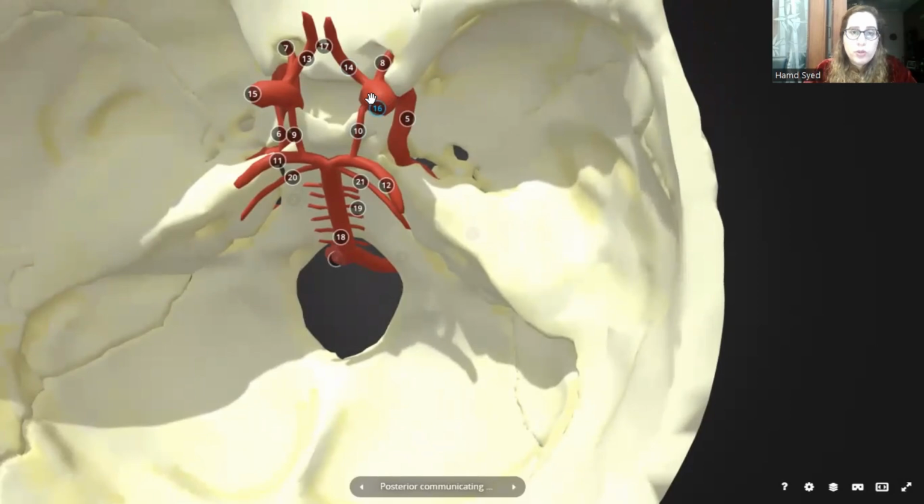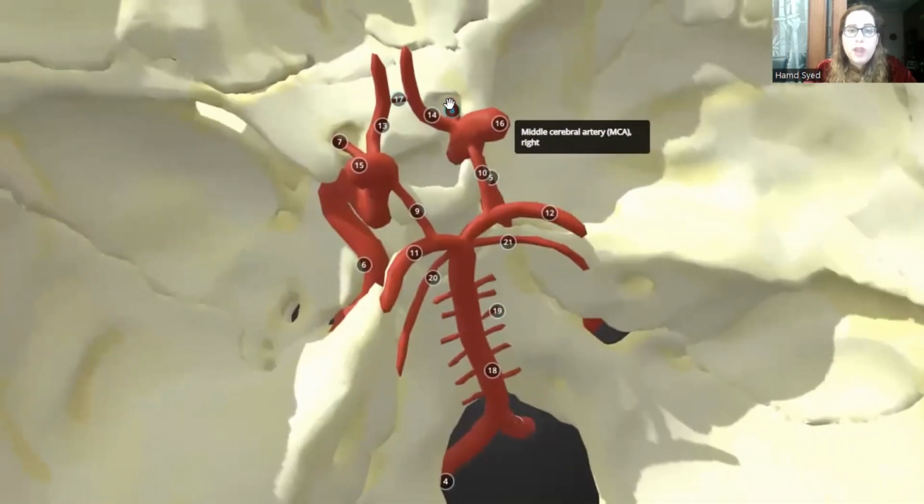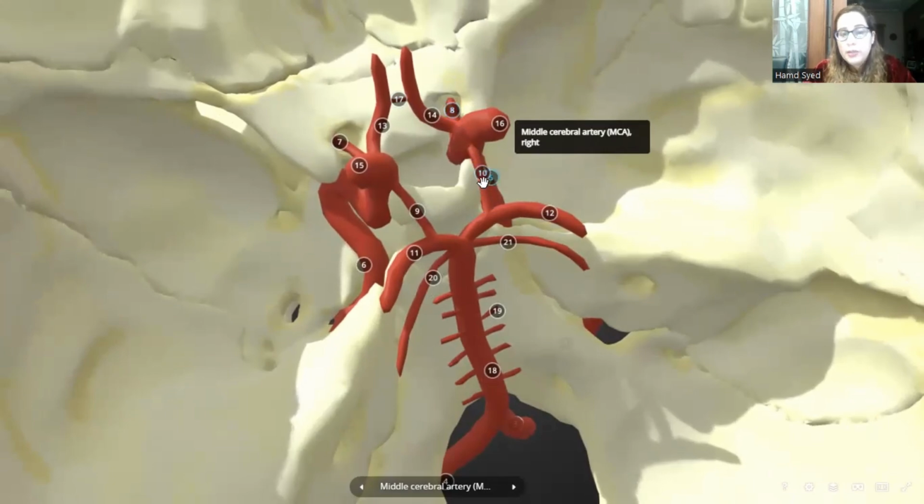But before it divides, it gives off this branch, number 8, which is the ophthalmic artery, which travels through the optic canal into the orbit. And over here, another branch is the posterior communicating artery, labeled number 10, which completes the Circle of Willis by joining with the posterior cerebral artery.